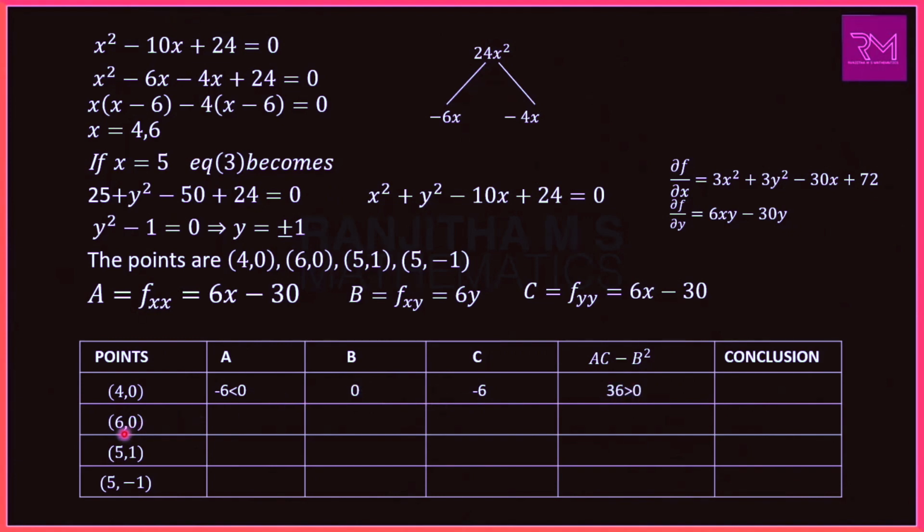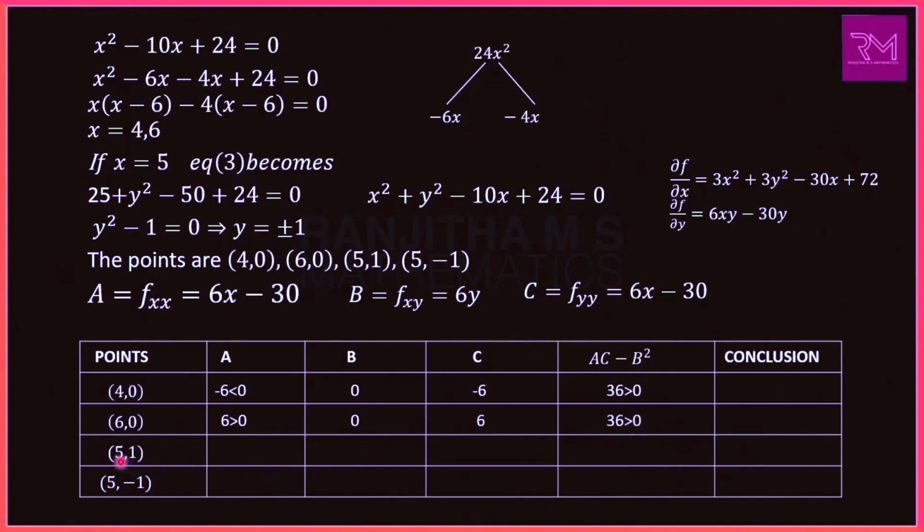In a similar way, we have to substitute x value as 6 and y value as 0. We get A value as 6 into 6 is 36 minus 30 is plus 6, which is greater than 0. Here B value becomes 6 into y, which is 0. Hence we get B value is 0. C is, let's substitute x value as 6. Hence we get 36 minus 30 is plus 6, which is greater than 0. Similarly, AC minus B square is 6 into 6 is 36 minus B square, which is 0. Hence we get 36, which is greater than 0.